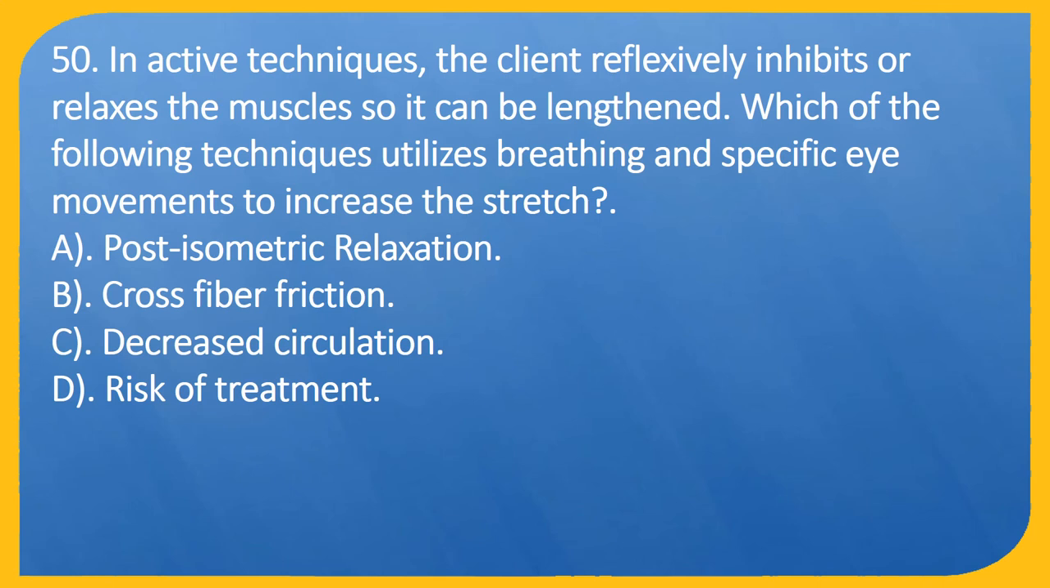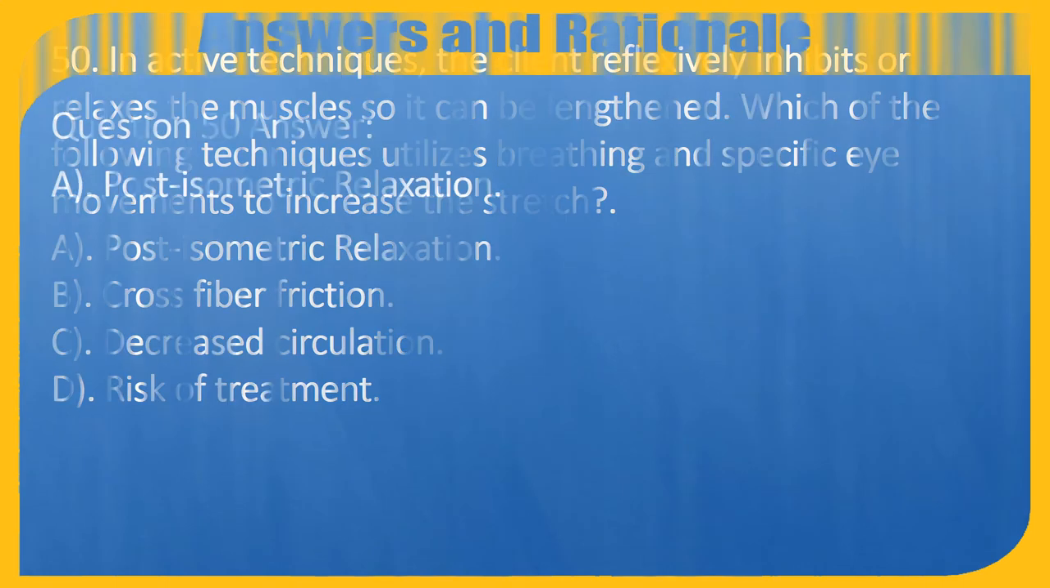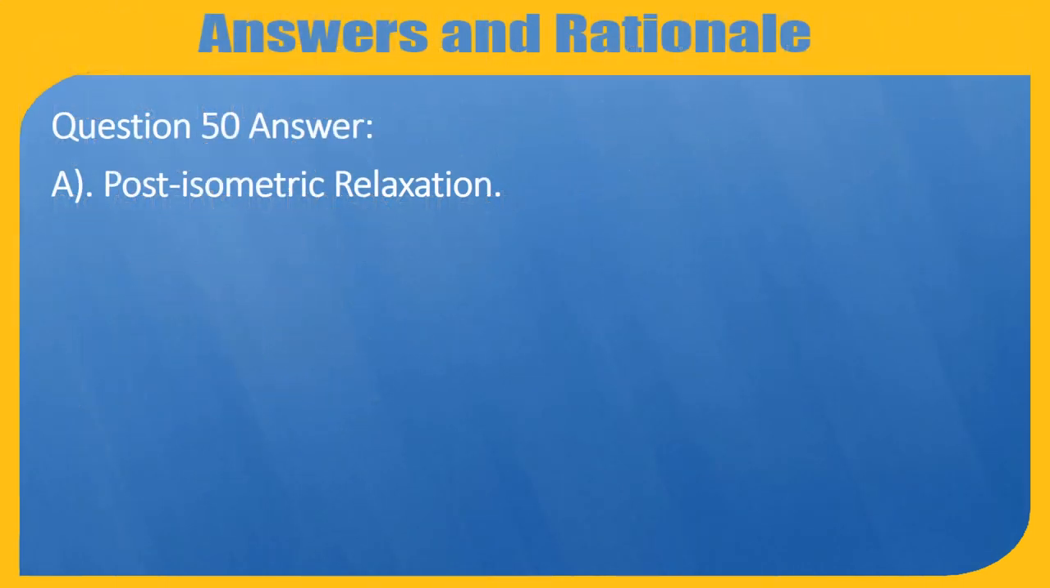Question 50. In active techniques, the client reflexively inhibits or relaxes the muscles so it can be lengthened. Which of the following techniques utilizes breathing and specific eye movements to increase the stretch? A. Post-isometric relaxation. B. Cross-fiber friction. C. Decreased circulation. D. Risk of treatment. Question 50. Answer. A. Post-isometric relaxation.